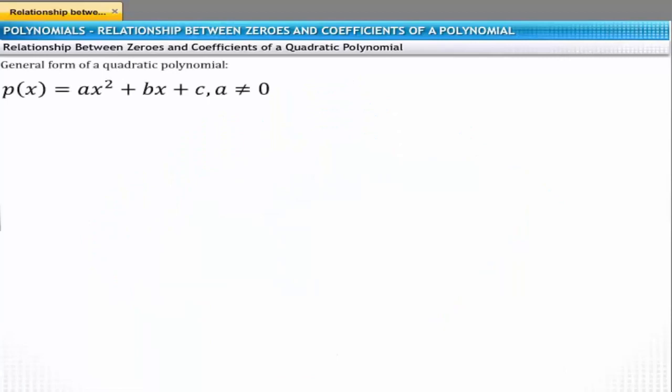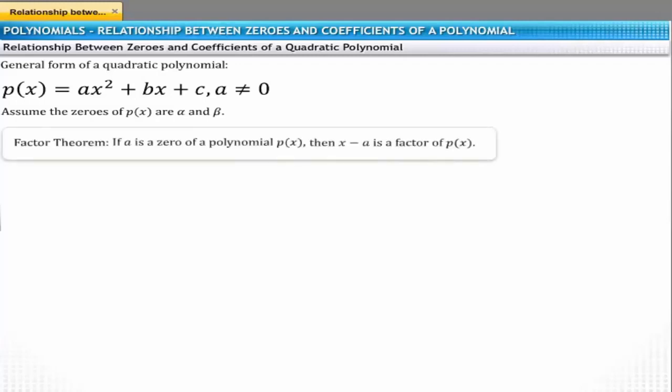Let's consider the general form of the quadratic polynomial. Recall that a quadratic polynomial can have a maximum of two zeros. Let's assume that the zeros of the polynomial p of x are alpha and beta. Here we will apply the factor theorem to determine the factors of p of x.